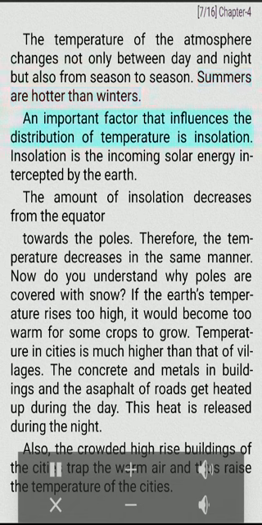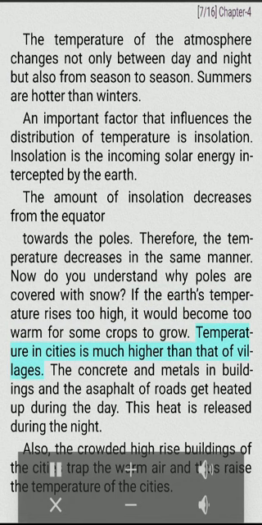An important factor that influences the distribution of temperature is insolation. Insolation is the incoming solar energy intercepted by the Earth. The amount of insolation decreases from the equator towards the poles. Therefore, the temperature decreases in the same manner. Now do you understand why poles are covered with snow? If the Earth's temperature rises too high, it would become too warm for some crops to grow.